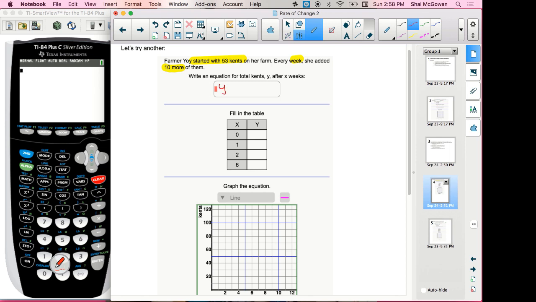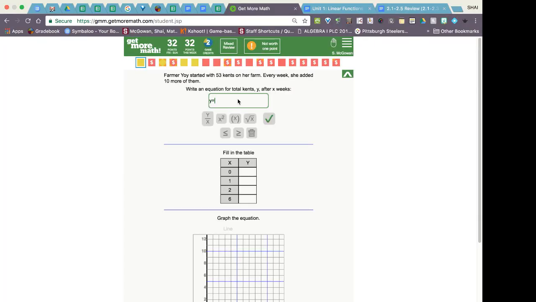So that means we're going to have y is equal to, then we're going to do our starting at. Our starting at is 53. Then we go to what are we adding or subtracting? Adding 10 more. So that means every week she gets 10 more, and then x. x is the number of weeks. So right away, I know on my graph that weeks is my x-axis, and the number of cents is my y-axis. We're going to go out to GMM and type that in and make sure we are correct. y equals 53 plus 10x. And then we're going to check it.